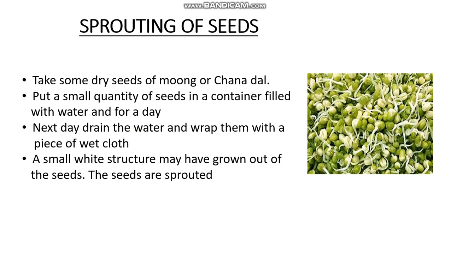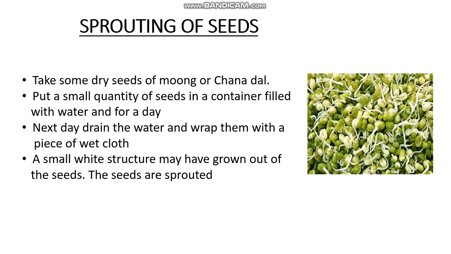Next is sprouting of seeds. We all know the sprouting of seeds are rich in vitamins, minerals and proteins. So how can the sprouting of seeds be done? We have to take some dry seeds of moong or chana dal and put a small quantity of this moong or chana dal in a container filled with water and let it be aside for 24 hours to 48 hours.